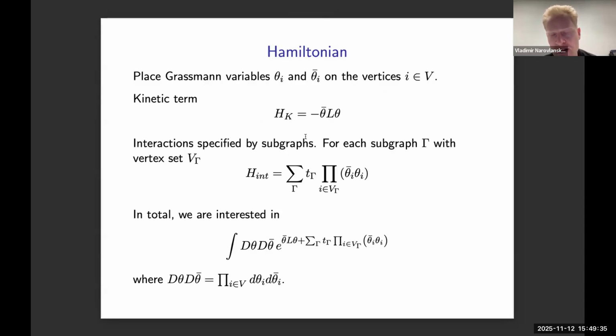Now, the interactions are going to be specified by subgraphs gamma of the graph G. For the duality that I will mention, it will be enough to consider gamma to depend only on the vertices, so the edges are not going to be important. I will mention why in a second. For every subgraph gamma, we have an interaction with the coupling constant T_gamma, and the interaction term is just the product of theta bar theta for every vertex of the subgraph. So in total, we're interested in a fermionic theory which has the term theta bar L theta, and the interactions specified by the subgraphs gamma with the coupling constants T_gamma.